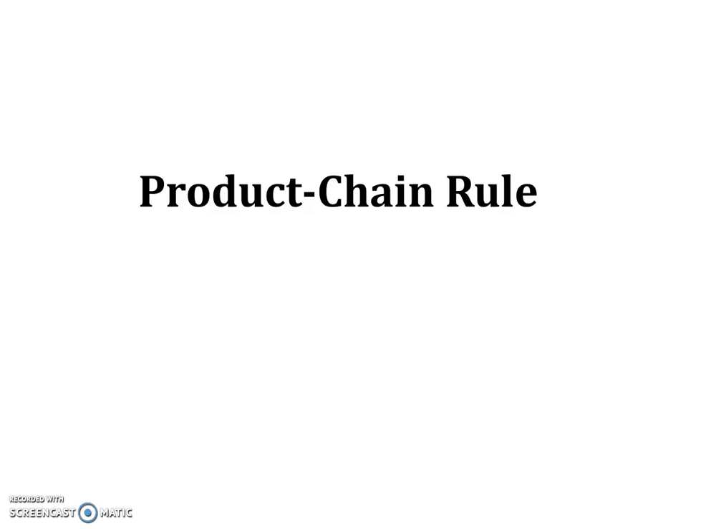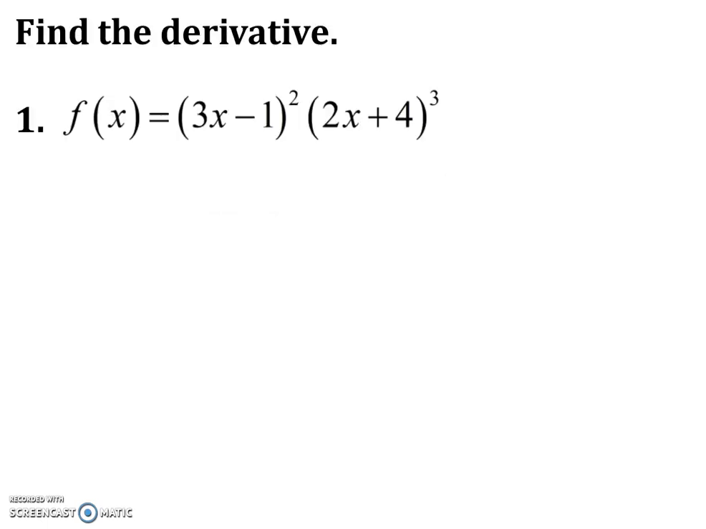Today we're going to work through some derivative questions using the product chain rule. How you know that you have to do the product chain rule is you're going to be multiplying two things and they're going to have exponents on the outside for at least one of them.